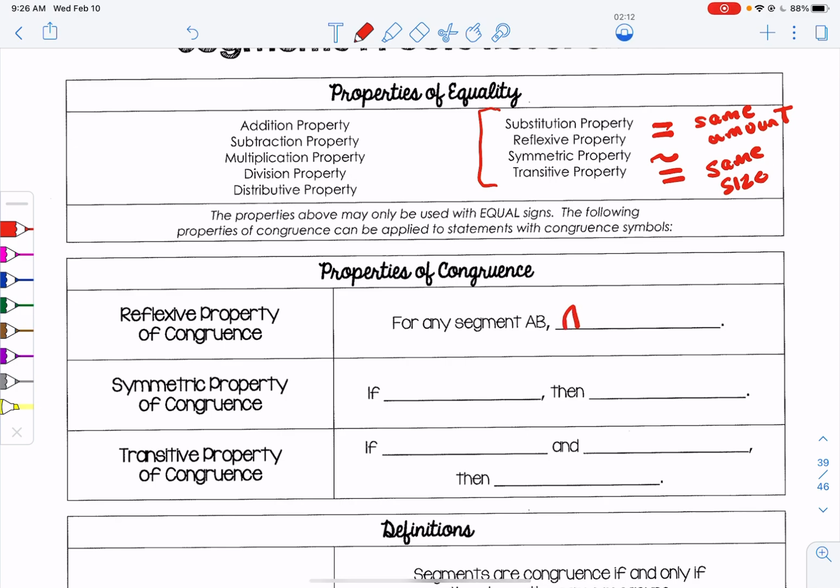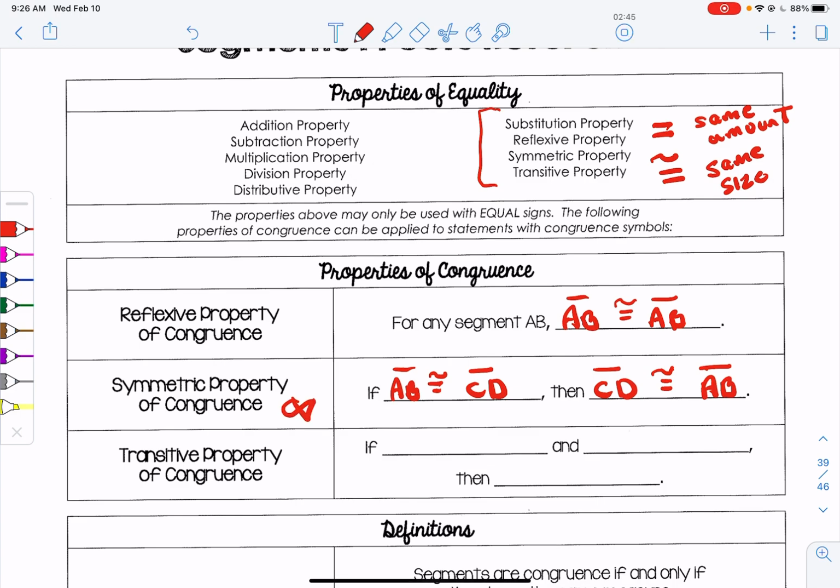So for any segment AB, line segment AB is congruent to line segment AB. They look in the mirror and they see each other. They're the same size. If line segment AB is congruent, the same size as line segment CD, then we can flip it. The flip-flop, right? Line segment CD is the same size, is congruent to AB. Like the fish.